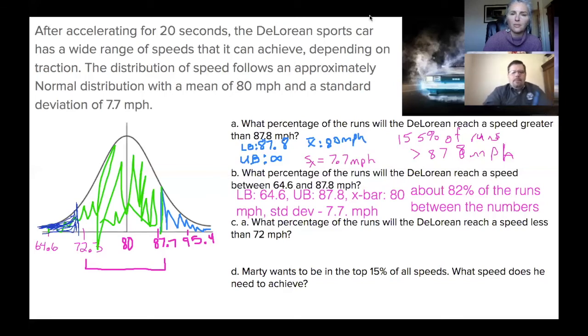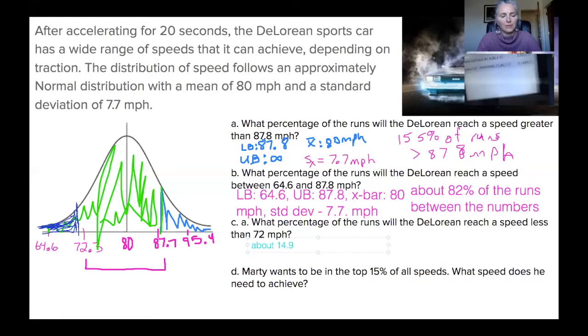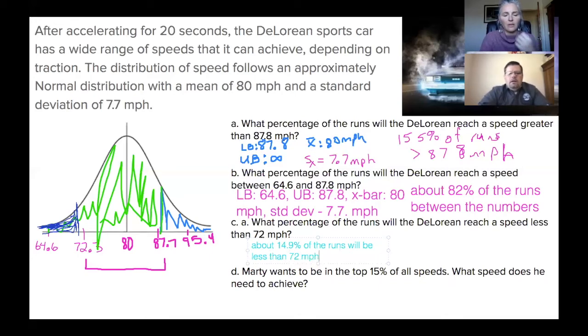I'll throw the answer on there. I need my annotation tool. So we got about 14.9%. Is that what we said? 14.9% of the runs will be less than 72 miles per hour.